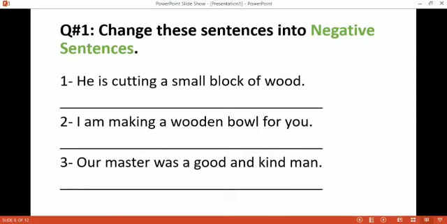Okay, students, whenever you write sentences, keep this thing in your mind that you have to write the first letter of the sentence with a capital letter. And at the end, what will you put? You will put a full stop. Then it will be our complete sentence.